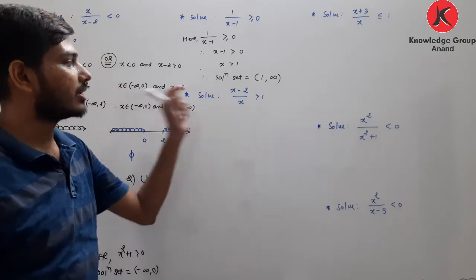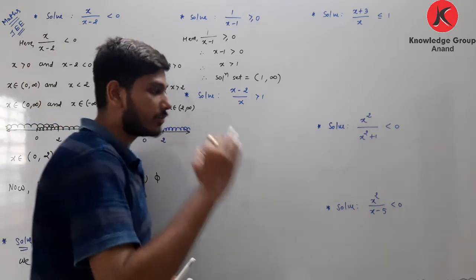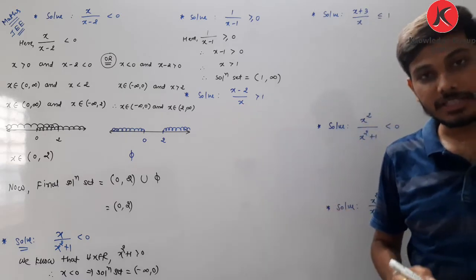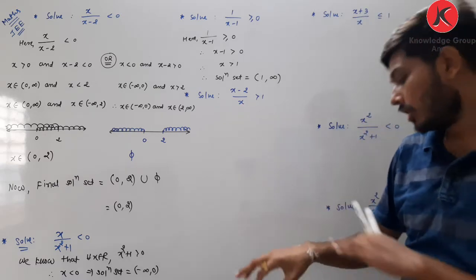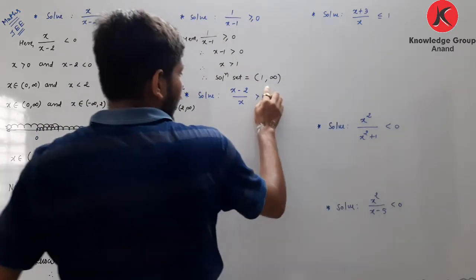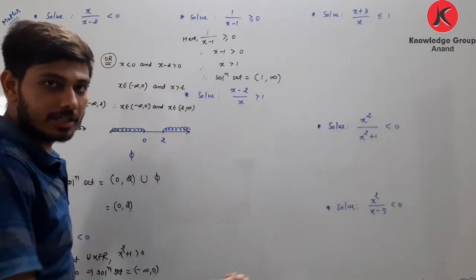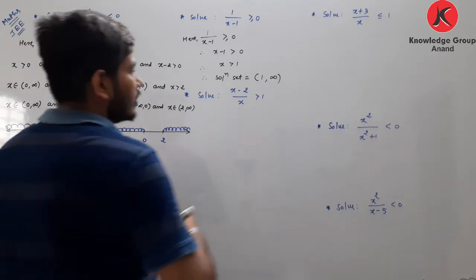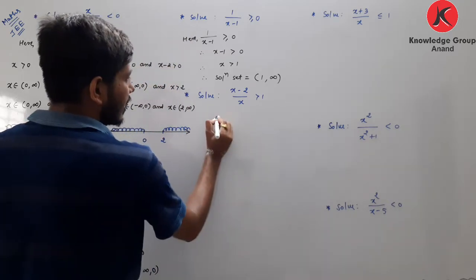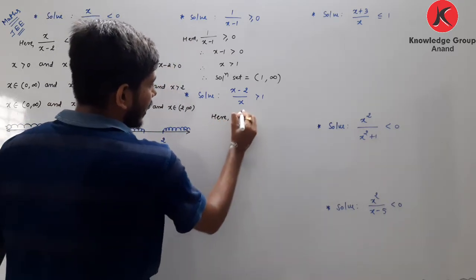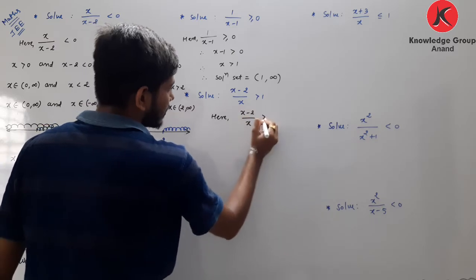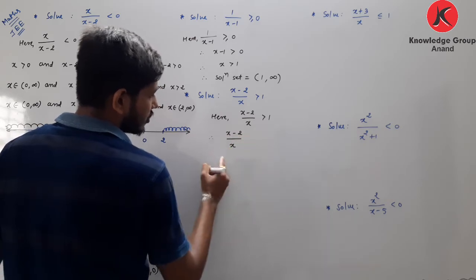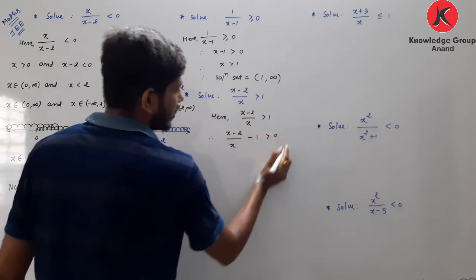If denominator having variable term, then we can't multiply denominator on both these sides, and this type of question we have to do the right hand side which is any constant, then we have to convert it into 0 form. Therefore first of all subtract 1 from both these sides. We are getting here x minus 2 divided by x greater than 1. Subtract 1 from both these sides. We are getting x minus 2 by x minus 1 greater than 0.